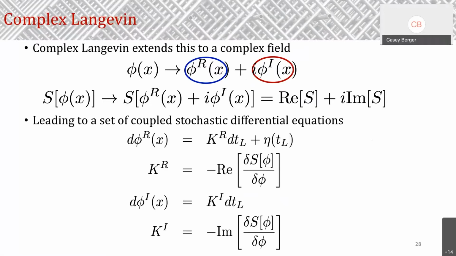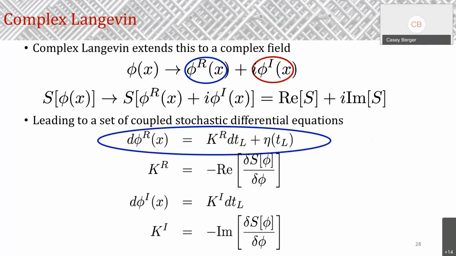The resulting stochastic differential equation then becomes two coupled stochastic differential equations, one for the real part of the field and one for the imaginary part of the field. And the drift function, this K_R and K_I, this is what guides the field evolution. It's just a complex derivative of the now complex action. And we still have this Gaussian distributed white noise component of the SDE.